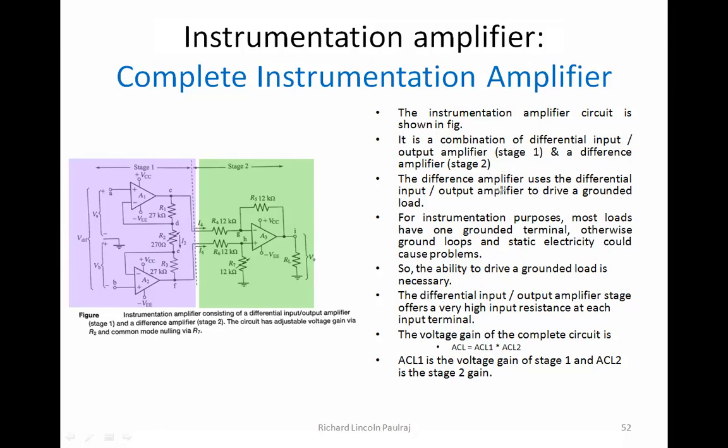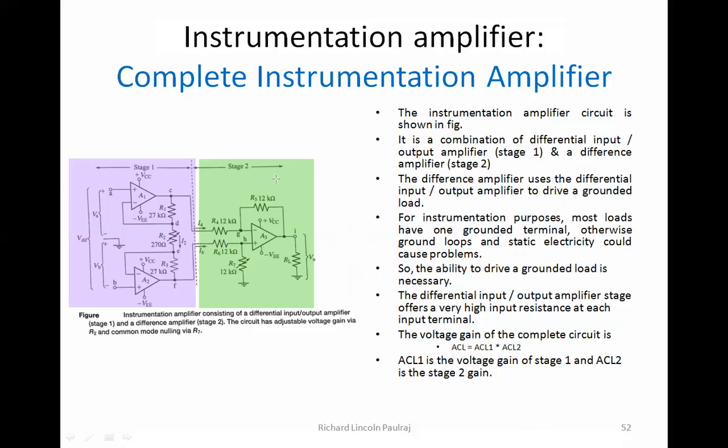And the difference amplifier uses the differential input output amplifier to drive the grounded load. So we have a grounded load here, and this is actually going to drive it. I am going to connect one of the outputs of stage 1 towards the input. So you can see I4 is here, and you can see that I5 or I6 at the bottom is here. So both are connected to the terminals, the outputs and the inputs.